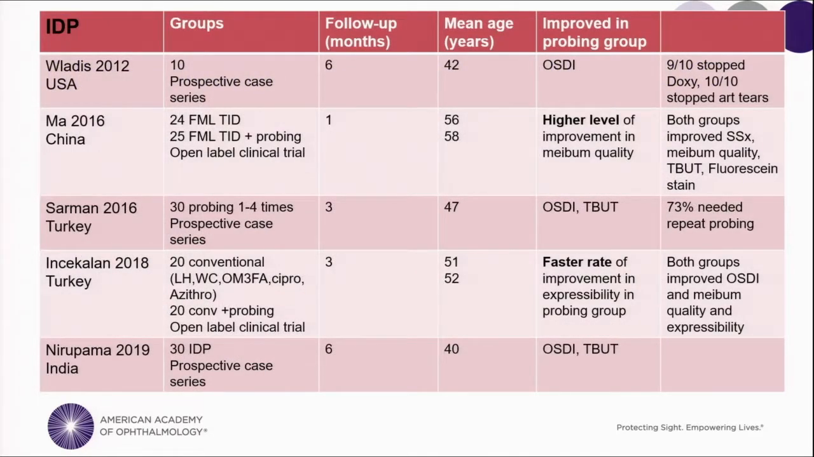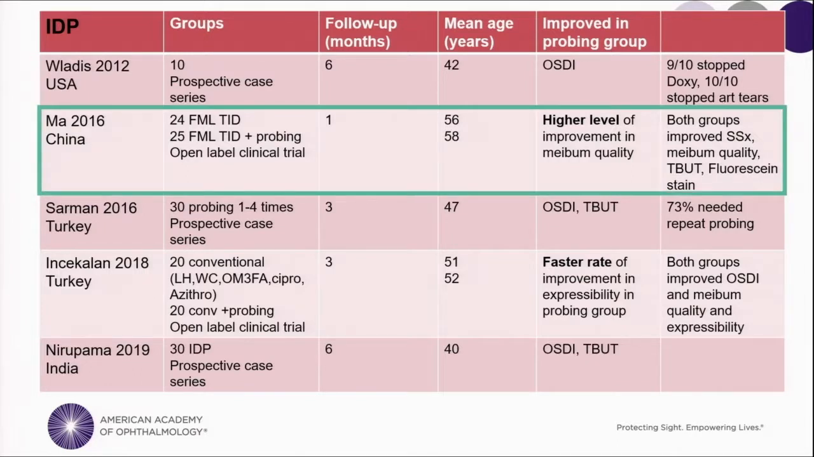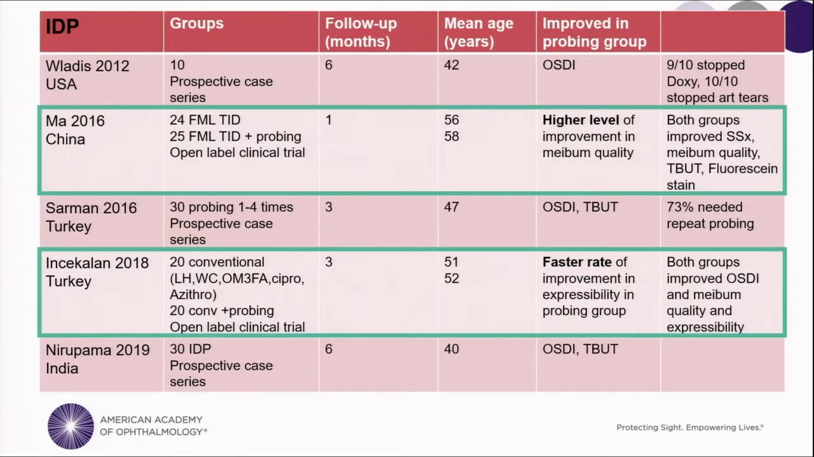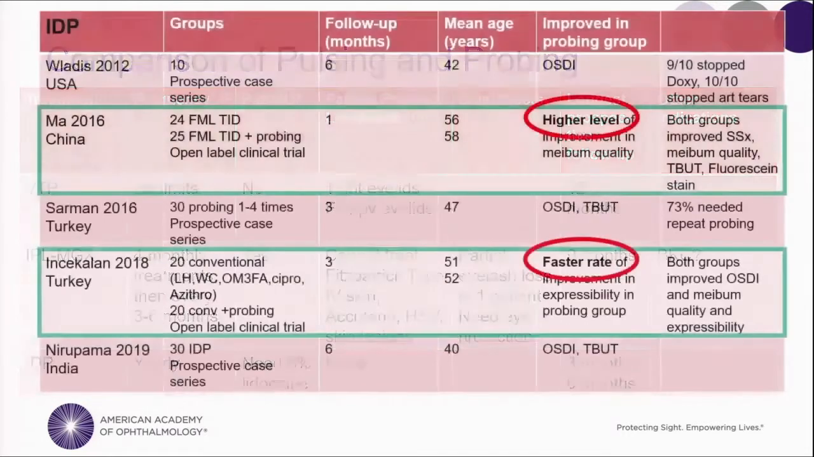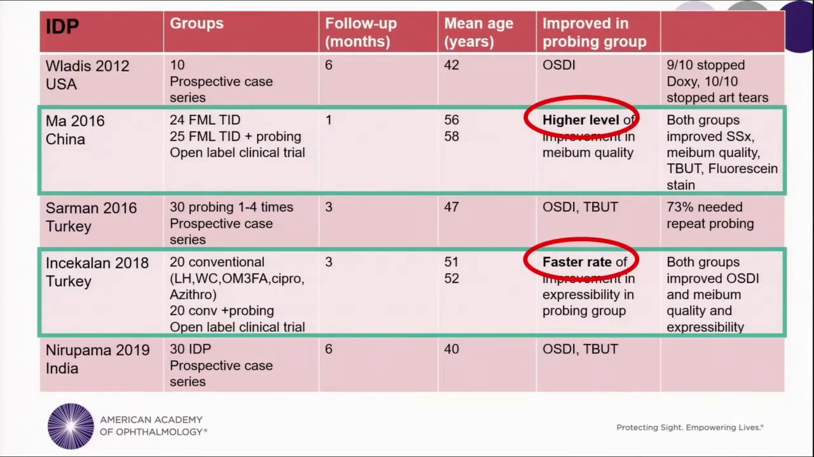Let's look at probing. As we said, there's a paucity of data. I found 2 articles, one fluorometholone versus fluorometholone with probing, and the other conventional versus conventional with probing. Conventional therapy being lid hygiene, warm compresses, omega-3 fatty acids, topical Cipro, and oral azithromycin. So both of those studies showed a higher level of improvement in meibum quality and a faster rate of expressibility in those groups. However, by the end of the trial, both the groups improved equally in symptoms.